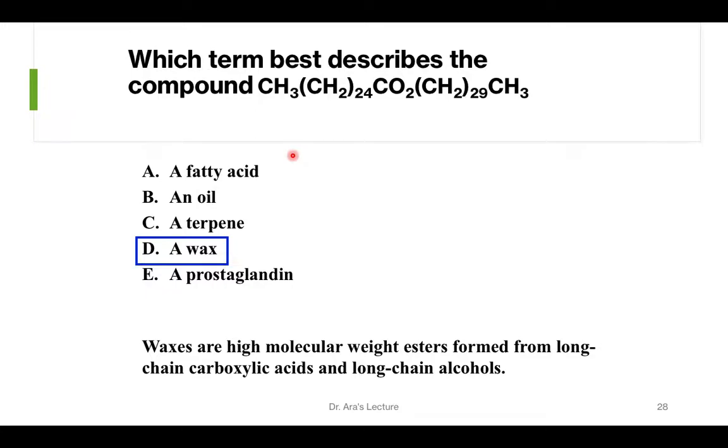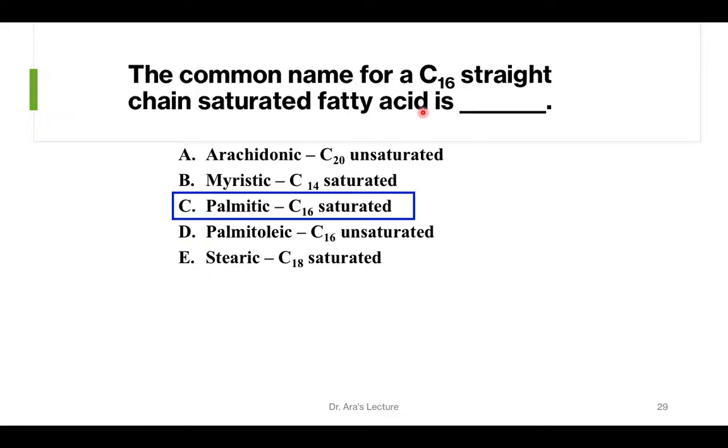Here we have some multiple choice questions. Which term best describes the compound CH3(CH2)24COO(CH2)29CH3? This is a kind of wax, because waxes are very high molecular weight esters formed from a long chain carboxylic acid and a long chain alcohol, as we have here. The common name for a C16 straight chain saturated fatty acid: C16, palmitic.